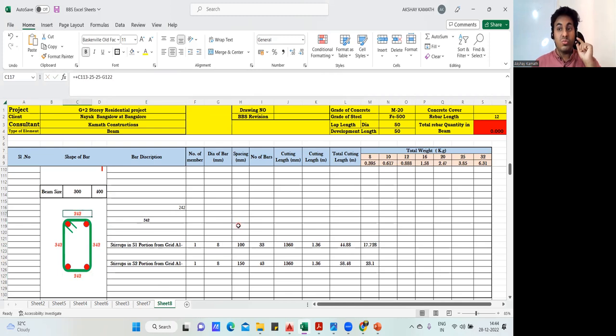Finish. Now you know one more thing. This hook length, according to the code book, is 24 times the diameter of the bar. So if you do 24 into 8, you'll get the hook length. And if you add everything, you'll get the total cutting length of the stirrup, which you already explained there.